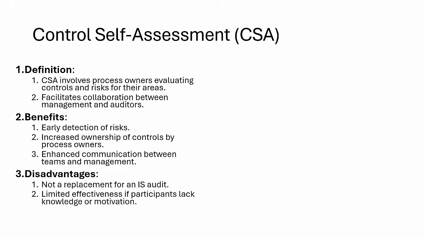There's a large bank implementing a CSA process to evaluate its operational controls and compliance with anti-money laundering regulation, AML regulation. So there is a bank, and they want to comply with AML. What steps will they take for CSA?